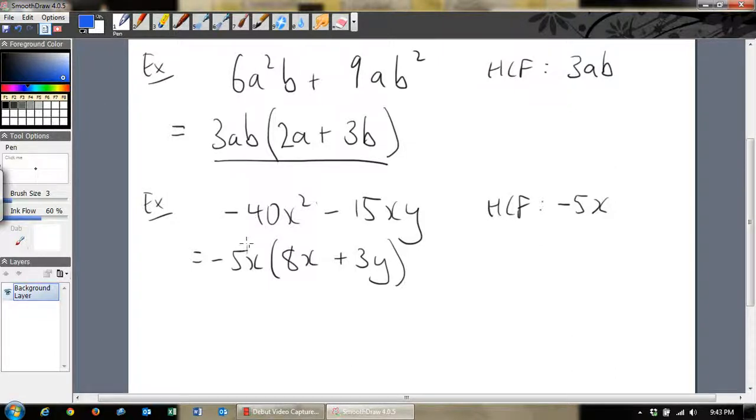Just do a quick check of this. Let's just check that this is correct. Negative 5x times 8x. Negative 5 times 8 is negative 40. x times x is x squared. Negative 5x times positive 3y is negative 15xy, which is what you started with, so that's correct.